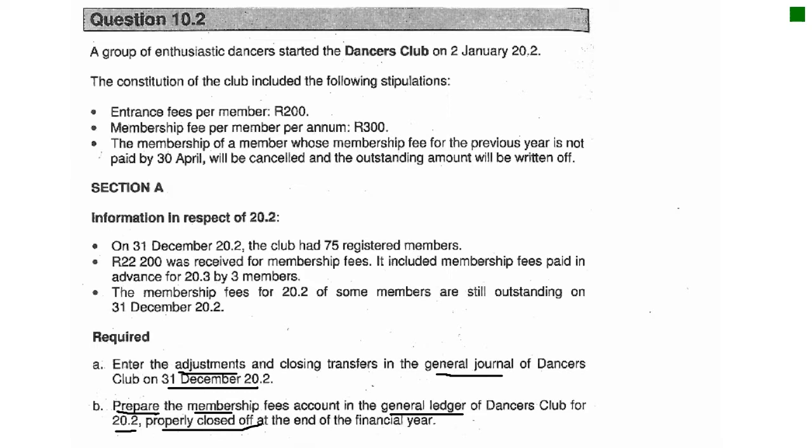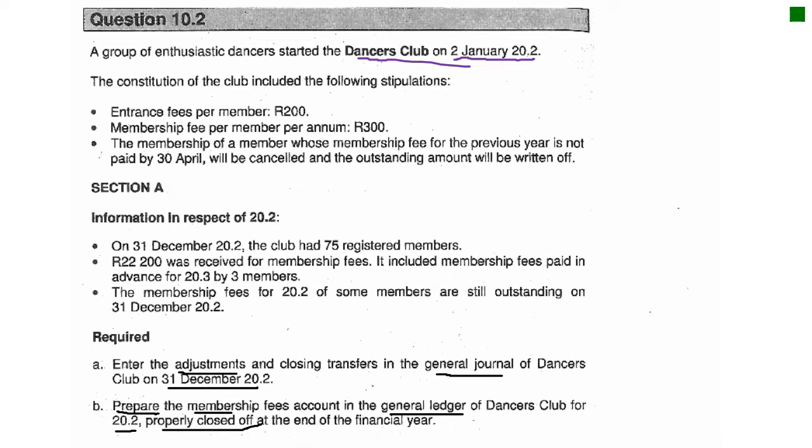If we now read the question, we have a group of enthusiastic dancers who started the Dancers Club on the 2nd of January, the beginning of the year we're busy with, so it's a new club. The constitution of the club is that entrance fees paid are 200 Rand per member. We're not going to do anything regarding entrance fees. We are going to be doing only the membership fees transactions. The membership fee per annum per member is 300 Rand.